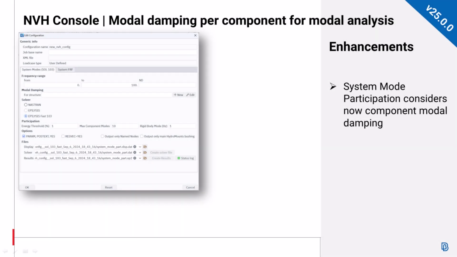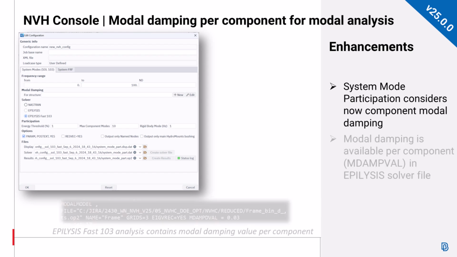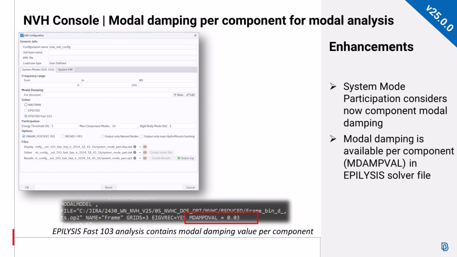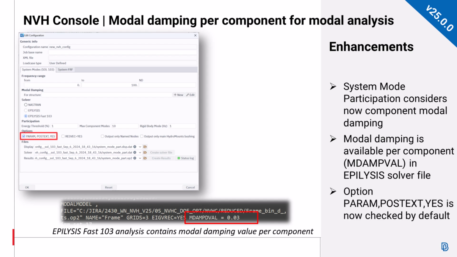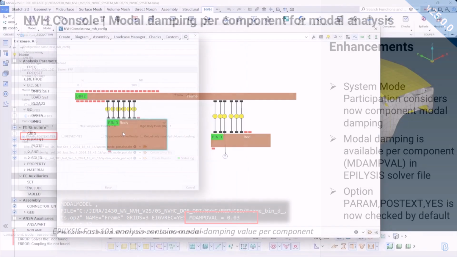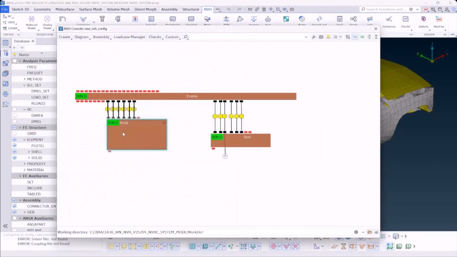The last enhancement regarding the NVH Console is the capability to define modal damping per component when submitting a system mode participation analysis with Apillicis FAST 103. Looking at the Apillicis file, we observe next to the component definition the keyword dampedval, hosting the component's modal damping. Also, we have to mention that now the option perm post-XTS is available by default, leading to export the damping matrices in the OP2 file. Let's move to the respective example.